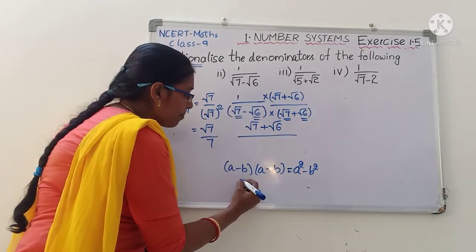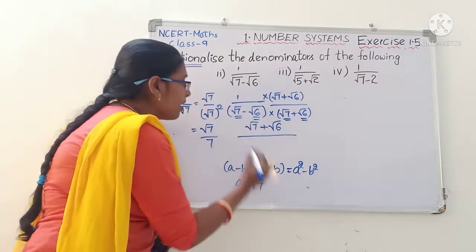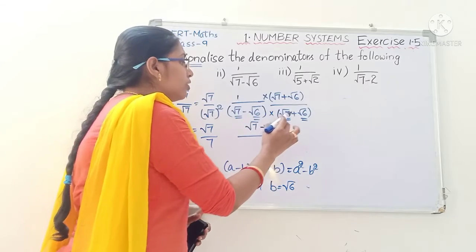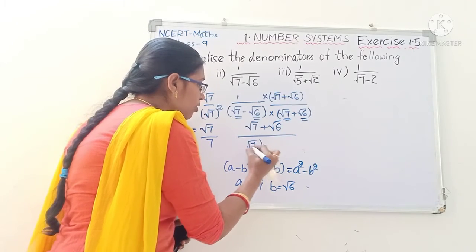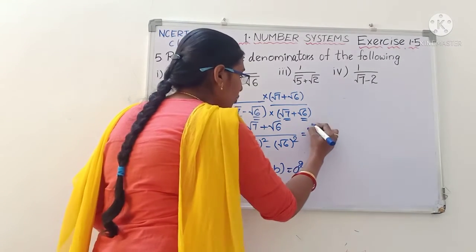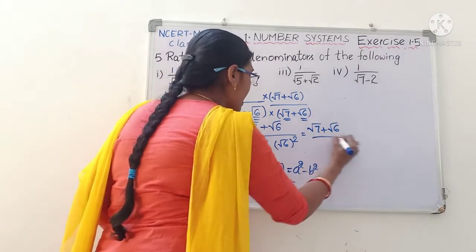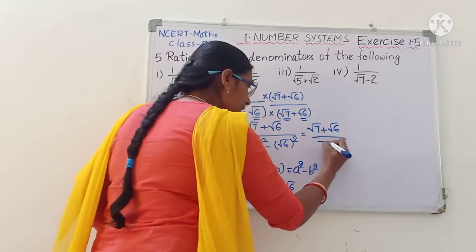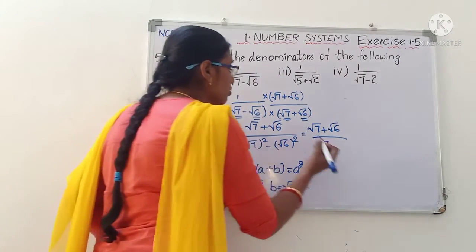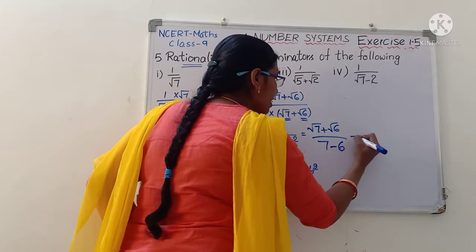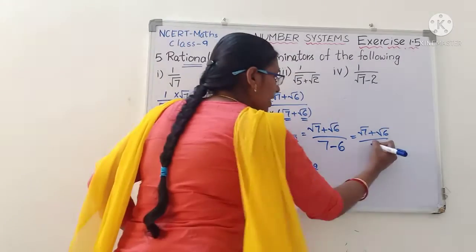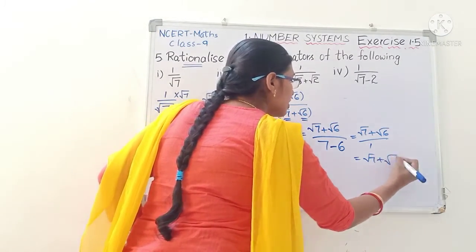So here in this problem, A is what? Root 7. B is root 6. So root 7 minus root 6 into root 7 plus root 6 will become root 7 whole square minus root 6 whole square. That is equal to root 7 plus root 6 by root 7 whole square, which is 7. The root and square will get cancelled. Root A whole square is A. Root 7 whole square is 7 minus root 6 whole square is 6. That is equal to root 7 plus root 6 by 7 minus 6, which is 1. That means root 7 plus root 6 is the answer.